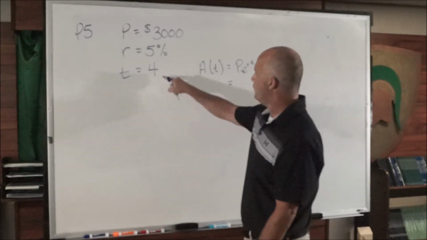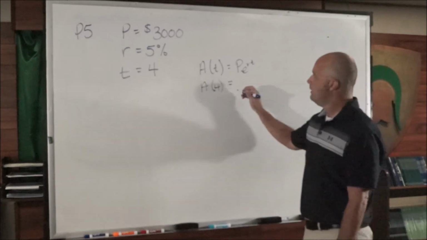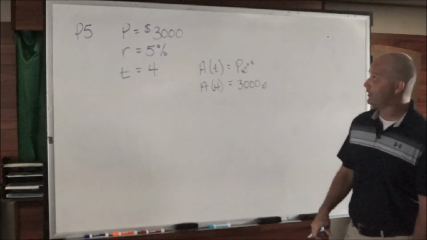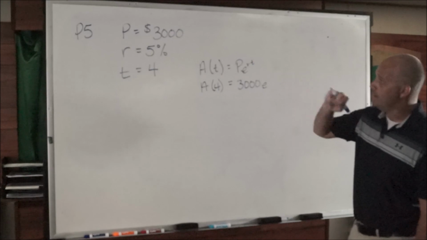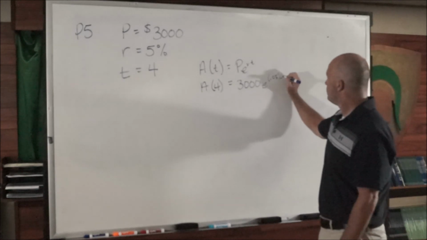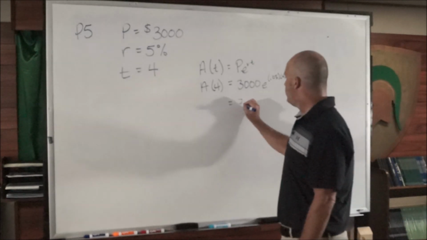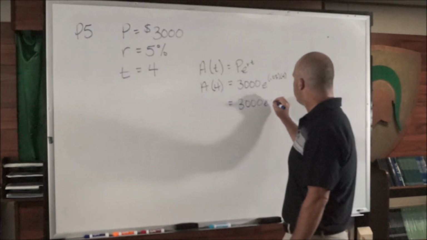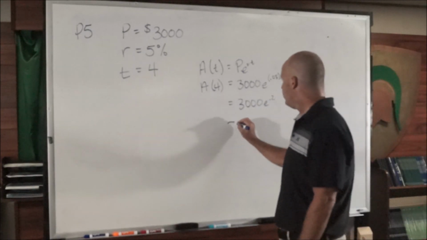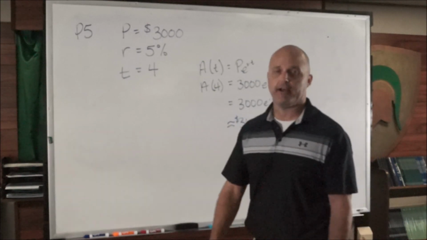So our A of t is going to become A of 4 because we want to know how much is going to be in that account after 4 years. The principal was $3,000. Then you have the natural base exponent, and then 5% is going to be 0.05, and then again your time is 4. So we've got to start with the product of the rate and time first, and that's going to be 0.2. So you get 3,000 times e to the 0.2. When you work this out, you're going to have approximately $3,664 in that savings account after 4 years.